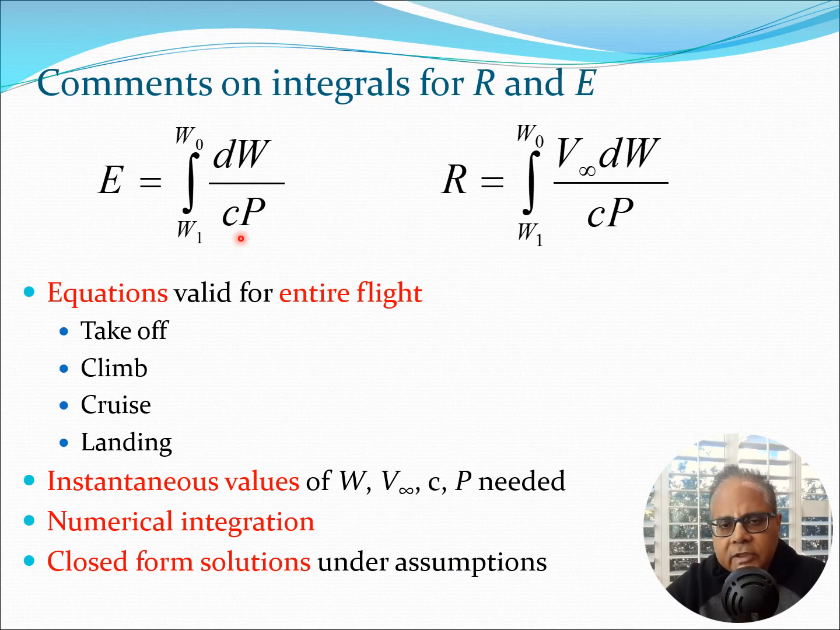Now we can see that both these integrals can be found, but these integrals are generally valid. We have made no approximation. So we can clearly see that the equations are valid for the entire flight: takeoff, climb, cruise, and landing. So what we need are instantaneous values of W, V infinity, Cp and so on. If we have these values, we can calculate these integrals, and you can take recourse to numerical integration to do this calculation. If you do that, you can get numerically accurate solutions for the endurance and range. Now, in many cases, we want closed form or simple solutions, so we can do that in some cases by making approximations.